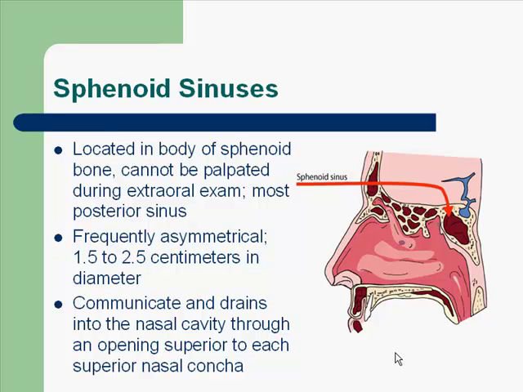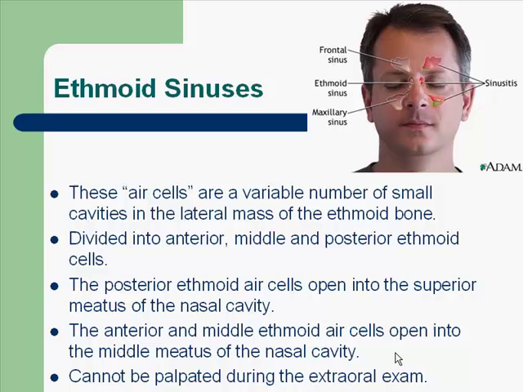The sphenoid sinuses are located, of course, in the sphenoid bone. These cannot be palpated during an extraoral exam. These are the most posterior sinuses. They are frequently asymmetrical, 1.5 to 2.5 centimeters in diameter. They communicate and drain into the nasal cavity through an opening superior to each superior nasal concha.